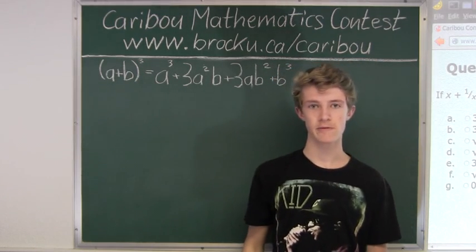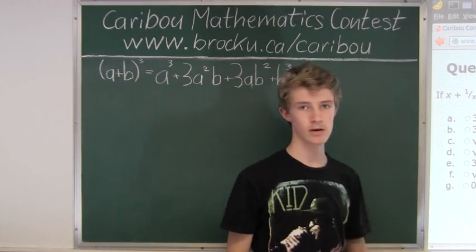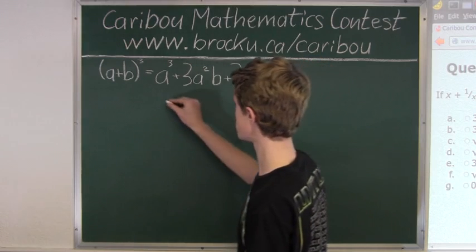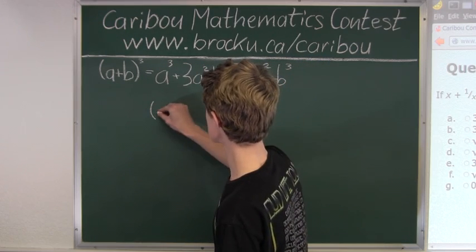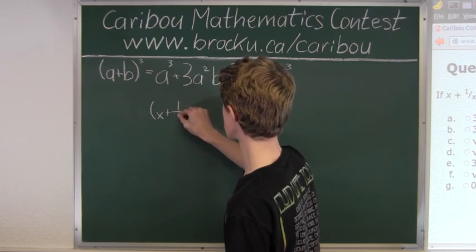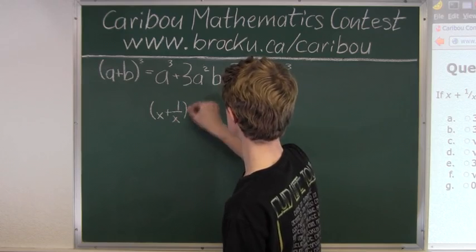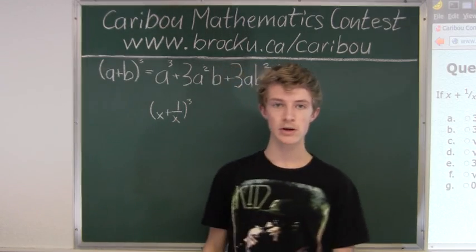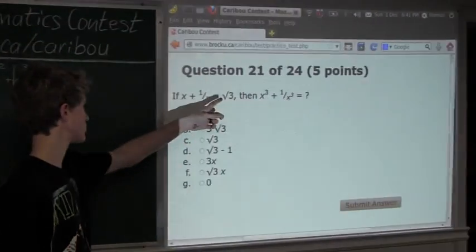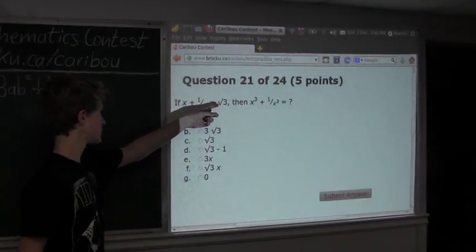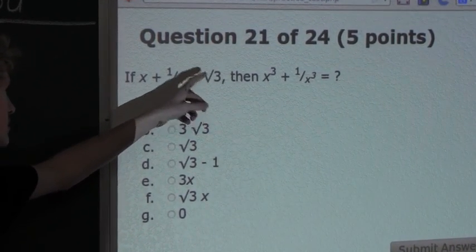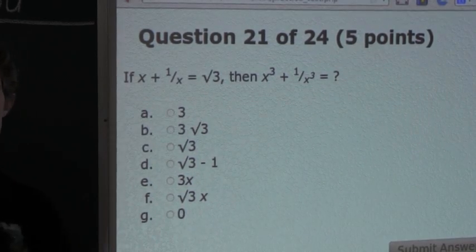So again, we want to calculate what x plus 1 over x in brackets cubed is. So we know that if we cube the left-hand side, we must also cube the right-hand side. So we know that the square root of 3 cubed is, well, square root of 3 times square root of 3 is 3, times the square root of 3.